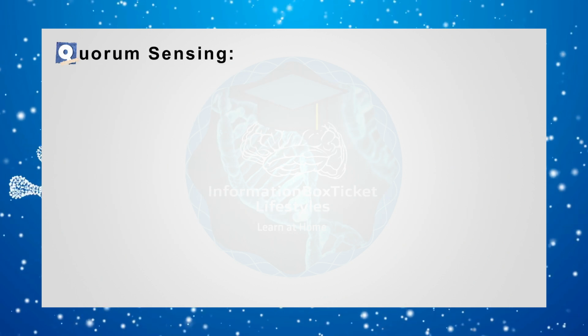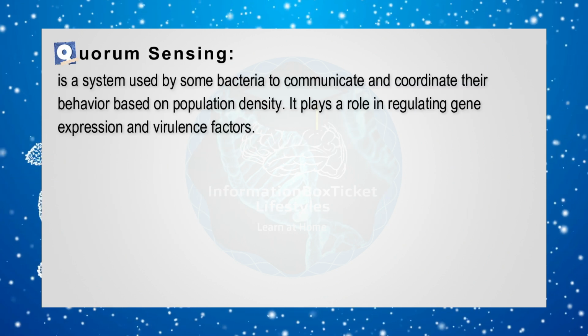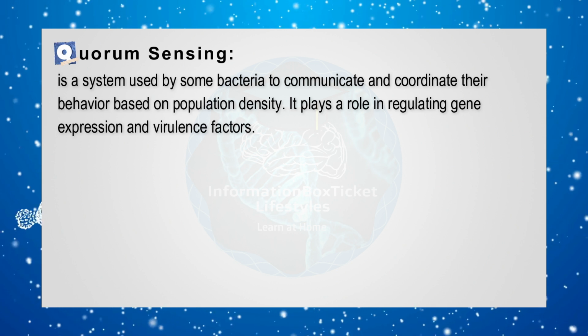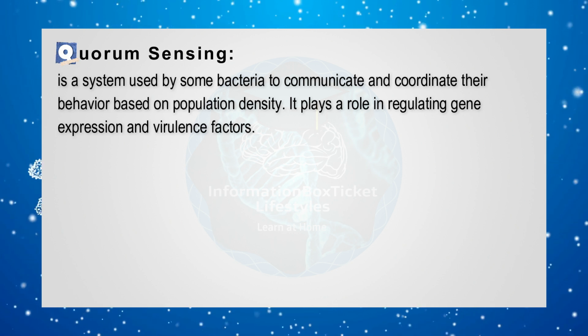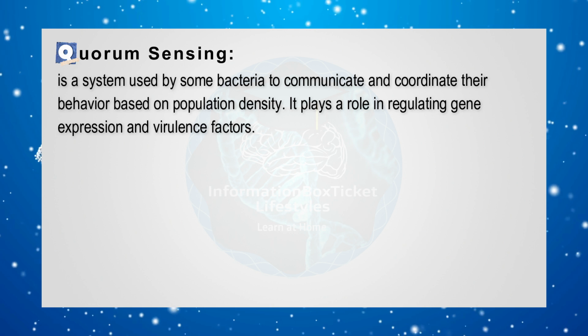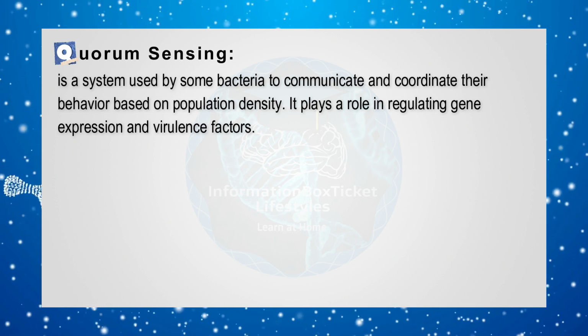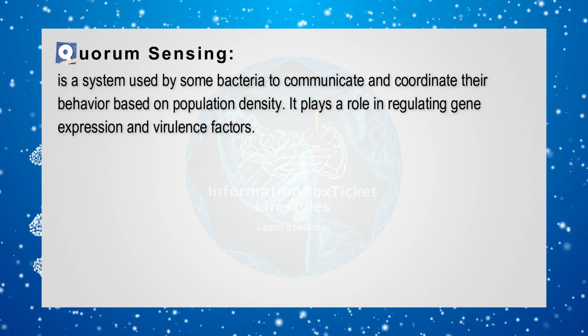Quorum sensing. Quorum sensing is a system used by some bacteria to communicate and coordinate their behavior based on population density. It plays a role in regulating gene expression and virulence factors.